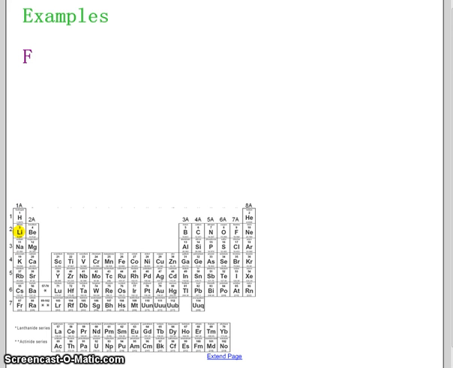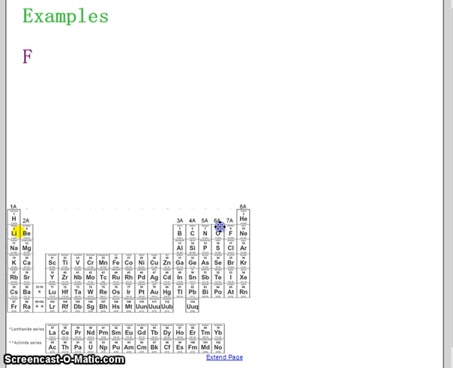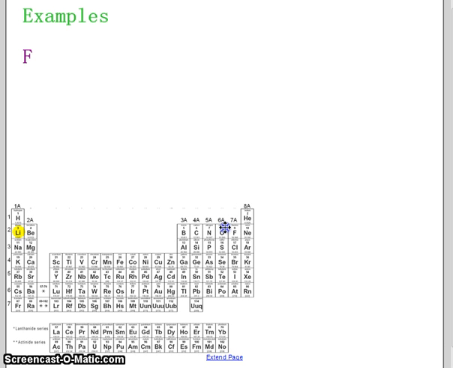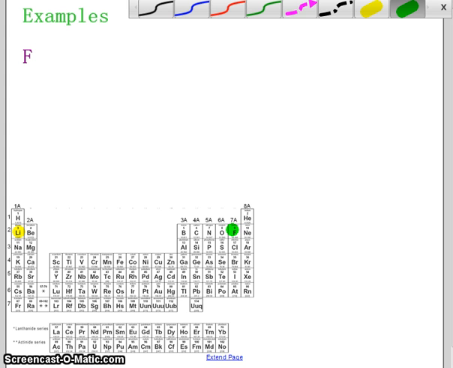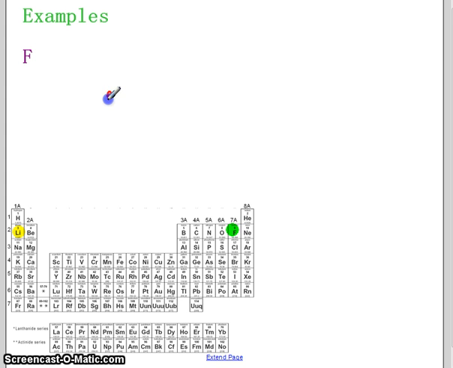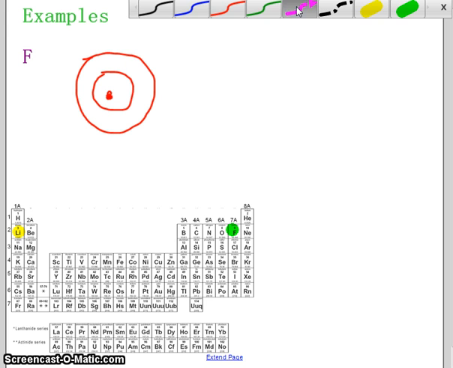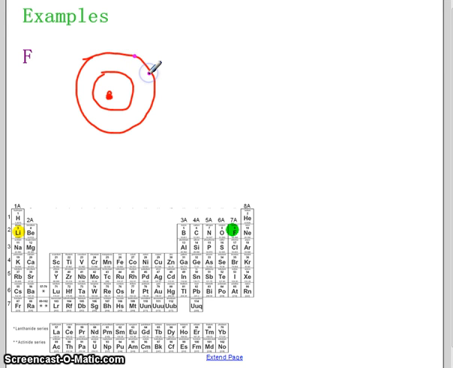Now if we look at our next example, fluorine. Fluorine is right here on the periodic table, so it's also in period 2. So I'm going to draw my nucleus, 2 shells. This time, however, fluorine is in group 7, which means it has 7 valence electrons. So I'll have 1. See how the pink shows up? 2, 3, 4, 5, 6, 7. And of course 2 electrons on the first shell.